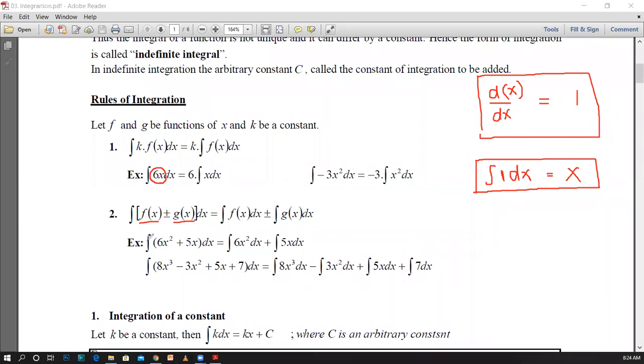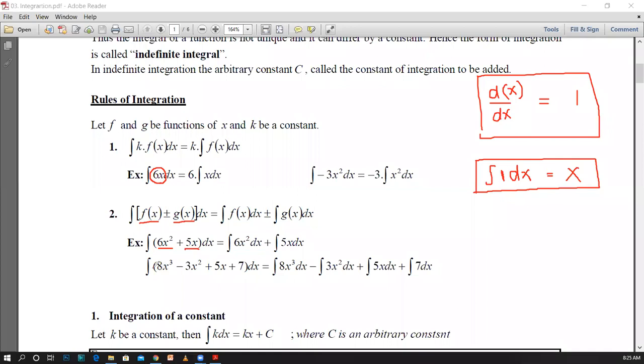Therefore, this is one example. These are some examples I have included. You are asked to obtain the integral of 6x squared plus 5x dx. Now you can see that 6x squared is one function and 5x is another function. Therefore, you first obtain the integral of 6x squared, then obtain the integral of 5x separately, and then perform the appropriate arithmetic operation. Since it is a plus sign initially, you use the plus sign here.